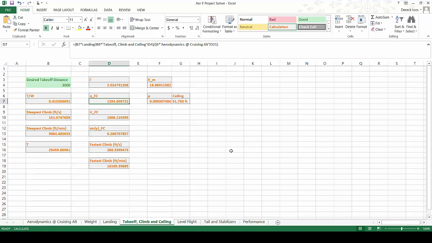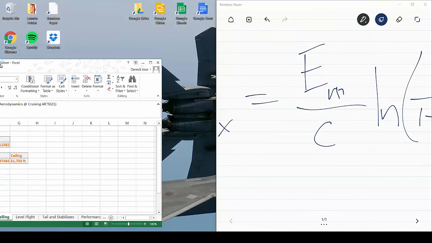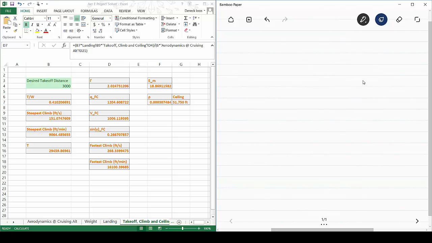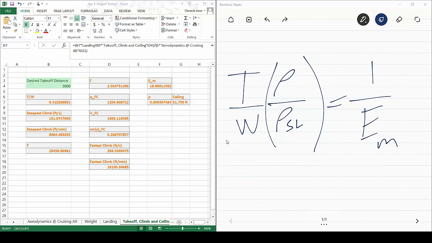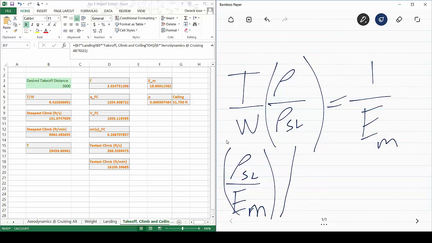So first we'll start with our climb rates and our service ceiling calculations. Our service ceiling can simply be calculated by using the equation T over W multiplied by rho over rho at sea level equals 1 over EM. Again, that is T over W multiplied by rho over rho SL, for our air density at sea level, equals 1 over EM. Now when we simplify that, it simplifies out to rho SL over EM divided by T over W equals the density of air at the altitude of our service ceiling.